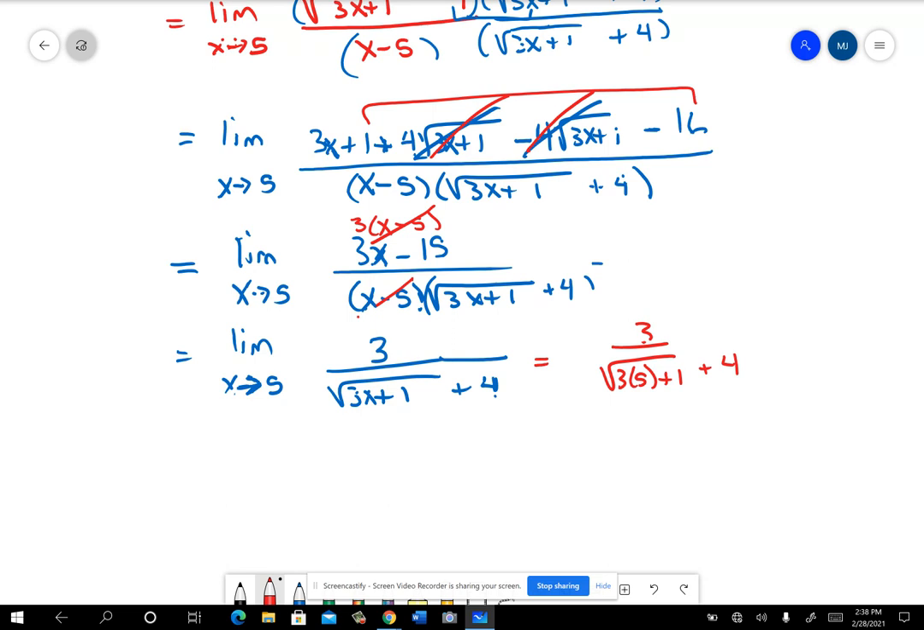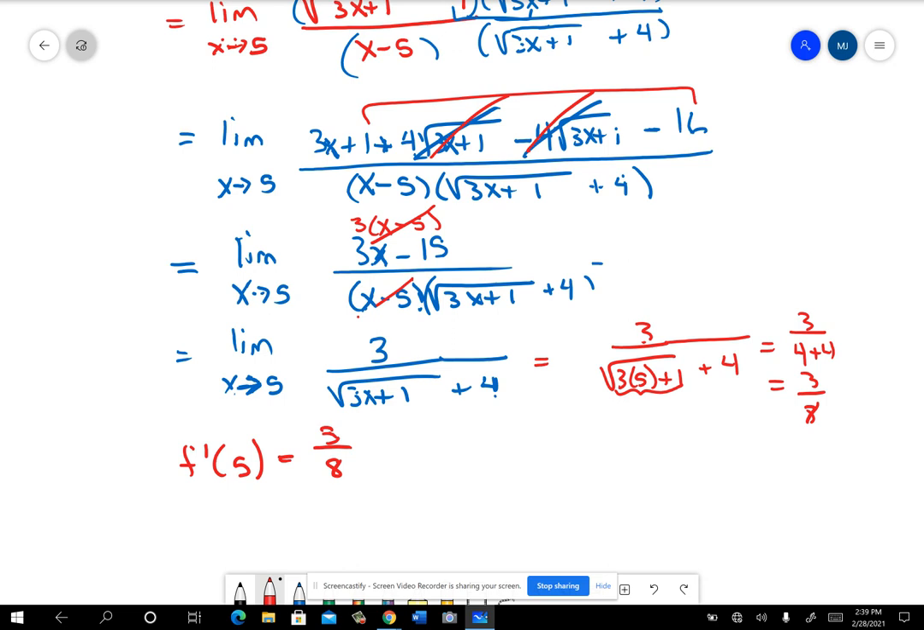Now the limit as x approaches 5 is gone. Now I'm doing the direct substitution. The limit notation is gone. Now I'm just working on simplifying it. So it's 3. This would be 16. Square root of 16 is 4. And 4 plus 4 would be 8. So the answer to the limit as x approaches 5 would be 3/8. That's what f prime at 5 is equal to.